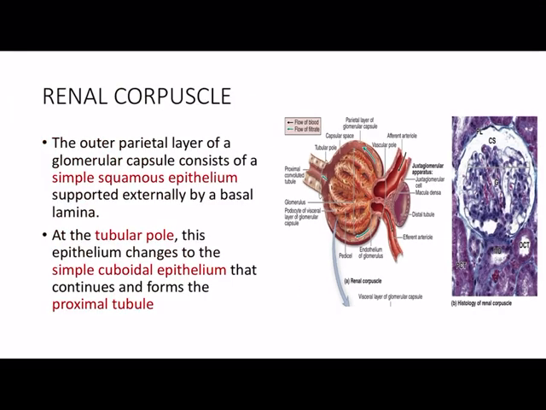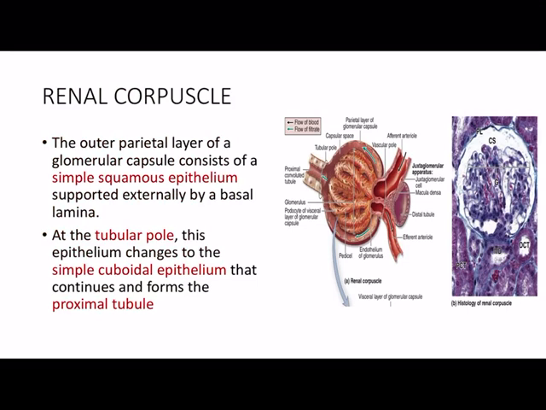So your renal corpuscle is lined, or the outer parietal layer of the glomerular capsule consists of a simple squamous epithelium supported externally by a basal lamina. And at the tubular pole, this will change to a simple cuboidal epithelium that continues and forms your proximal tubule. Here, this is not clearly seen.